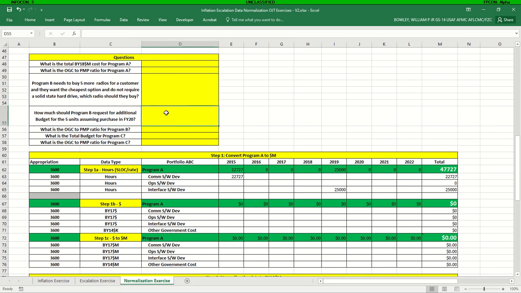Then a follow-up to that is how much they should budget if they're going to purchase that radio in FY20. And then a couple more questions about other government costs to prime mission product ratio, total budget, and again, that ratio.